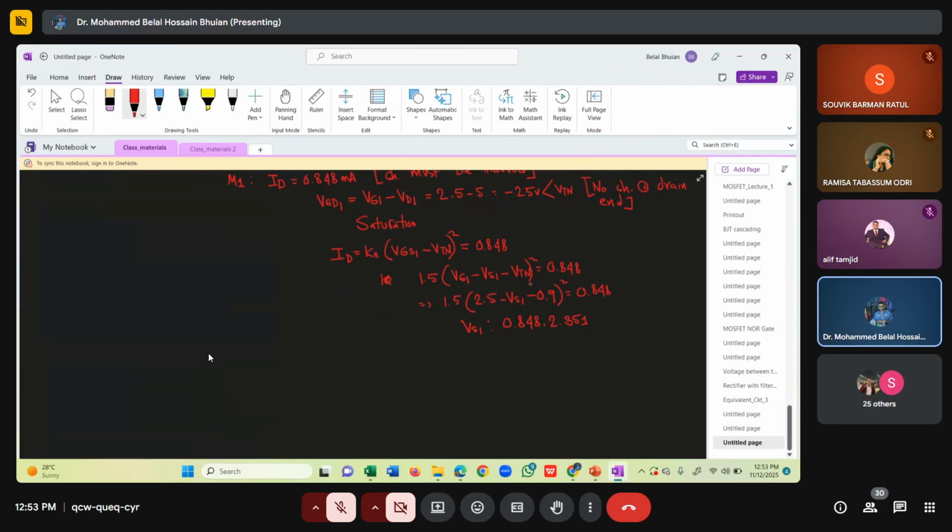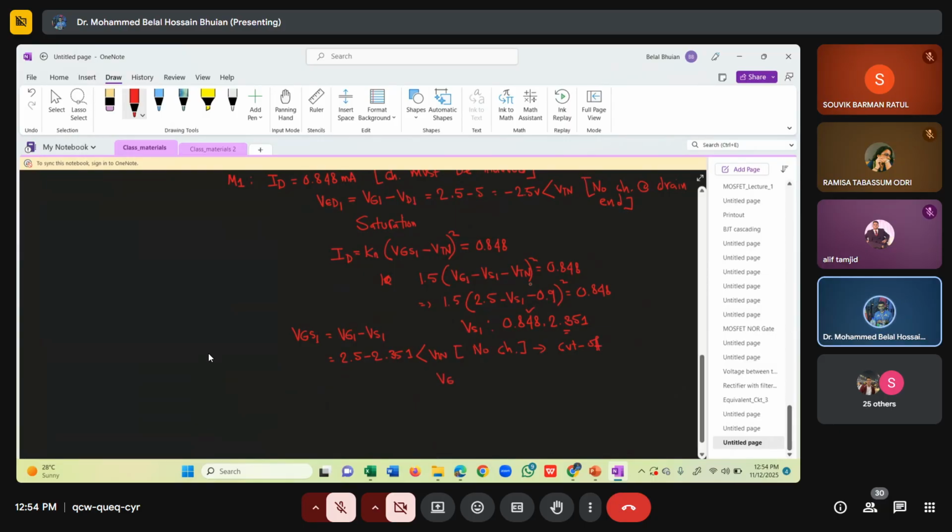So again, we're going to do VGS1. VG1 minus VS1. If you use this value, we get 2.5 minus 2.351, right? Less than VT1. That takes us to no channel, which takes us to cutoff, which is not possible because we already know the current is flowing. So that means this one must be the right value.